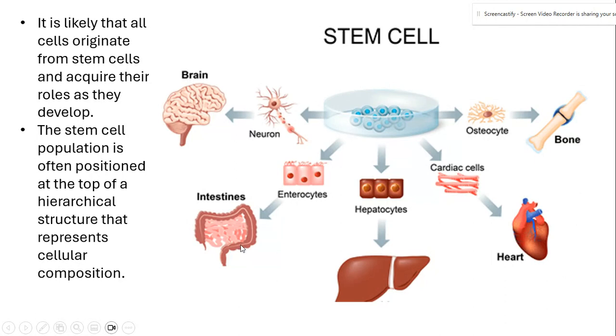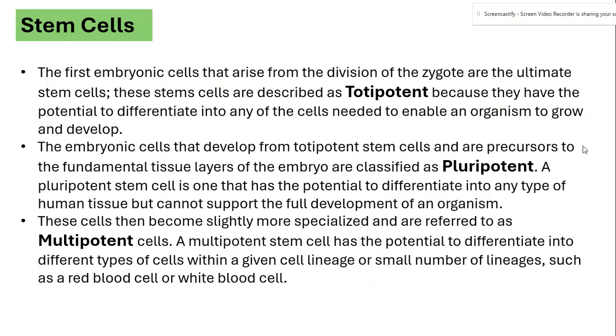Enterocytes, entero means intestine, hepato is liver, so hepatocytes, liver cells. Cardiac cells, heart, cardio is heart, right? Osteo is bone. So stem cell, it can be anything, okay? It can do multiple things, all right? Stem cells are usually jack of all. I can do whatever I want to do, okay?